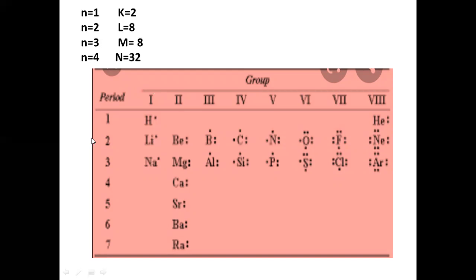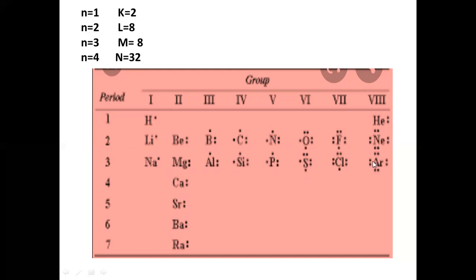Period number 2 means that the last shell in all these elements is the second shell. So in the second shell, lithium has only 1 electron. Then the second shell has 2 electrons, 3 electrons, 4, 5, 6, 7, and 8. Now the second shell has 8 electrons, and the second shell cannot accommodate more than 8 electrons.